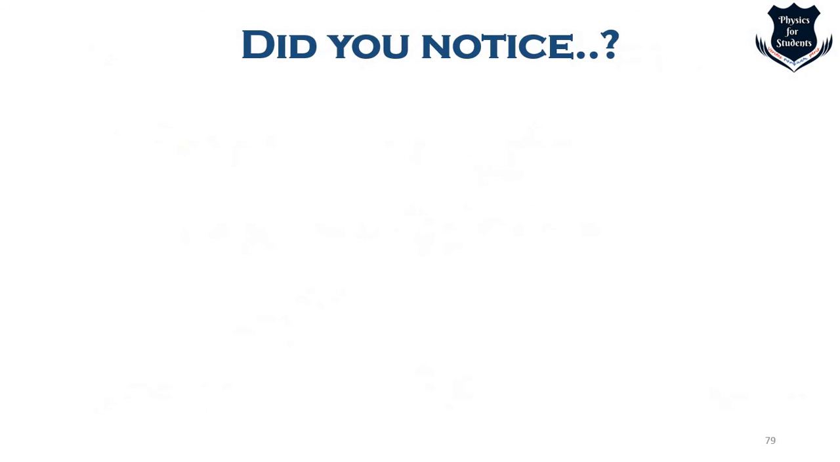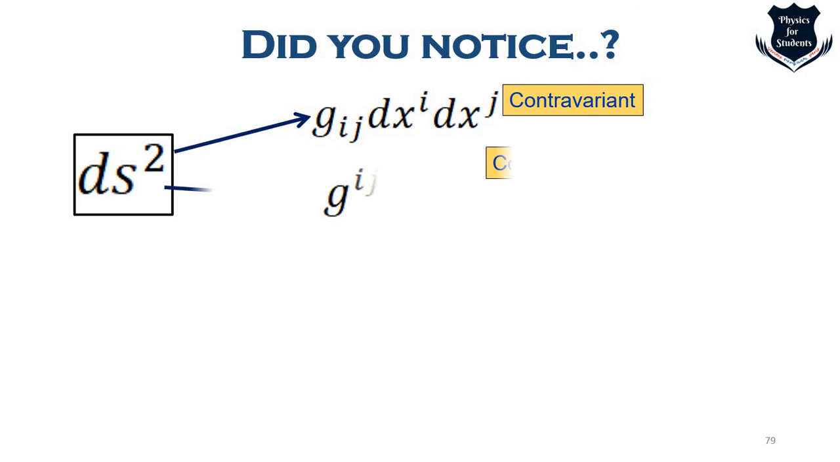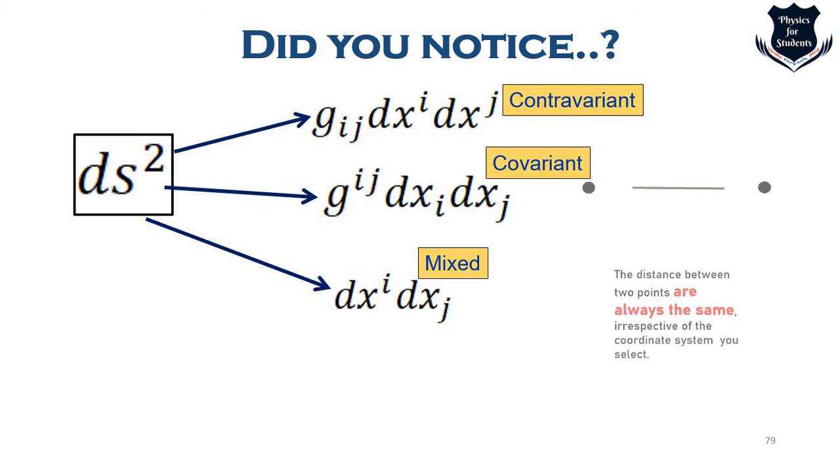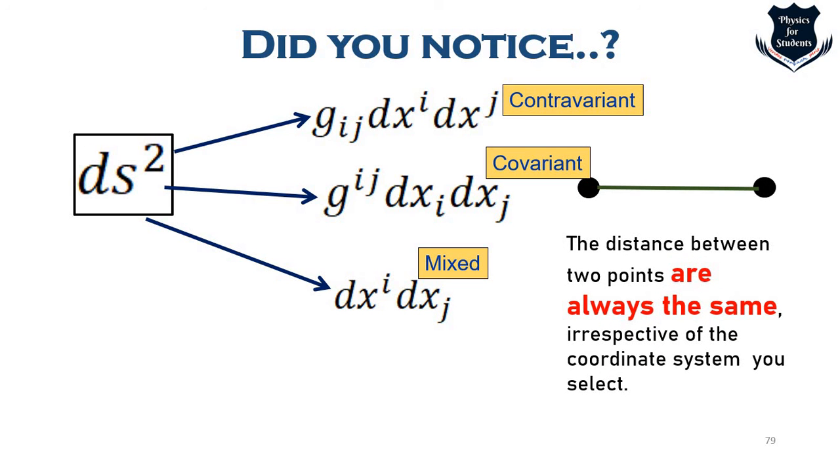Now the most important part, do you notice this? If I take ds square as the differential length, whether we use contra, covariant, or the mixed tensor, the distance between the points is always the same, irrespective of the coordinate system that you select. And that is the beauty of the metric tensor.